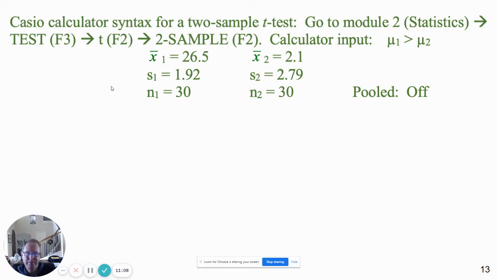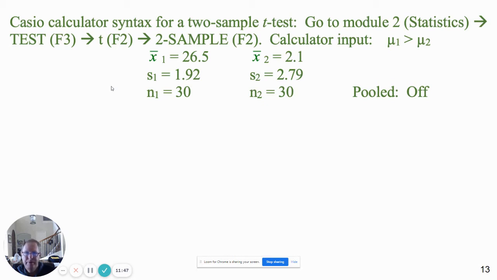Now, in terms of calculator input, the first thing it's asking you is what type of alternative hypothesis we have here. We are doing a one-tailed test, and we want to find out whether mu1 is greater than mu2. So that's how I set my calculator input. Then you have to load up the mean of the first sample, standard deviation of the first sample, and the sample size of the first sample. Then do the same thing for the second sample. I'll give you a second here.